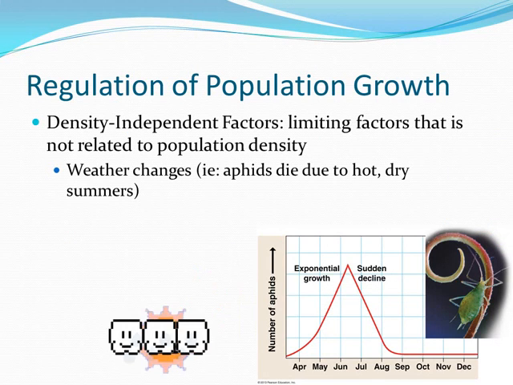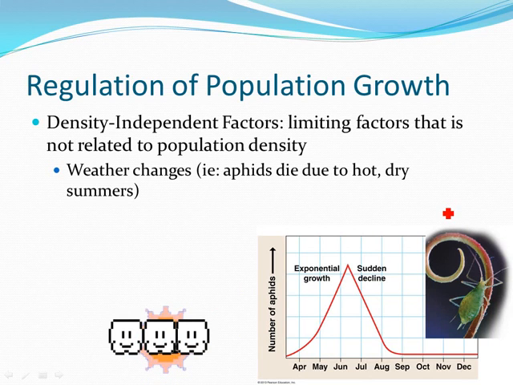One thing is weather changes. Weather changes, for example, are shown on this graph here. The aphids tend to die due to very hot temperatures in dry summers. If you look at this particular graph, that's what it's telling you, right? You notice how there's this peak during the spring portion. This is ideal conditions for the aphids.